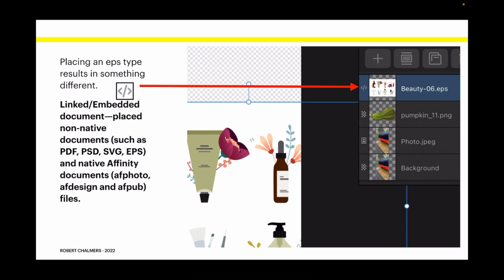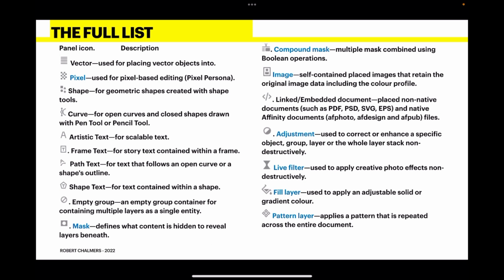Now, placing certain types of file results in something different. Linked or embedded documents, placed non-native documents such as PDF, PSD, SVG and EPS, and native Affinity documents, Photo, Designer and Publisher files, come in with little brackets next to them. You can see we've got an EPS file sitting in there, and it's bracketed. Now, this is the full list. I won't read them off, but this is the full list from the online help menu. And you can see the little icons, and there are links there which don't work on here, of course, I might add, but on the online help file they do.